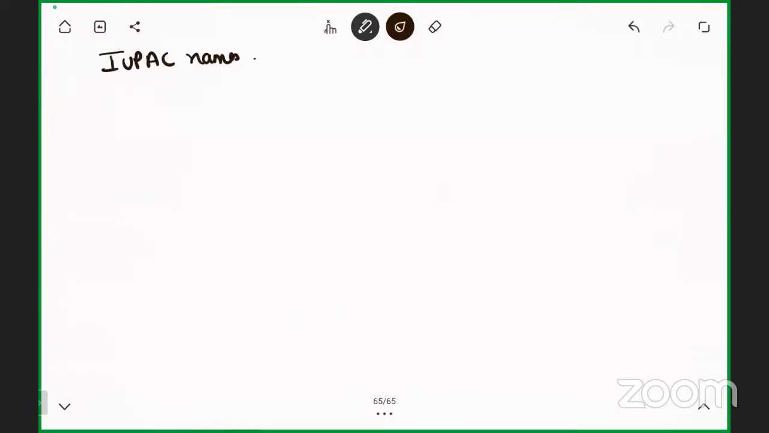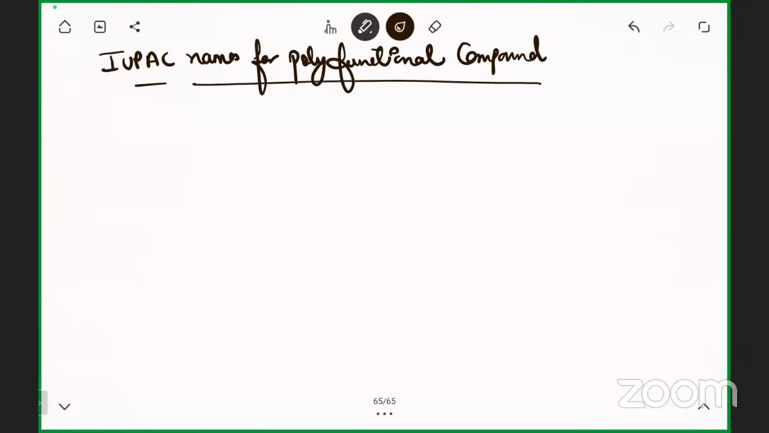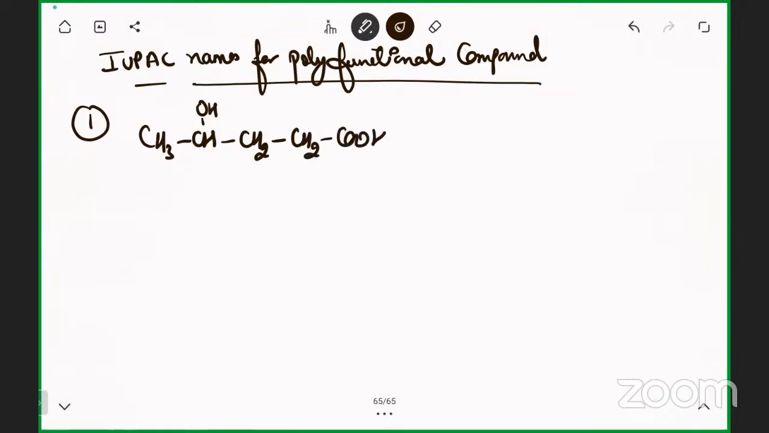IUPAC names for polyfunctional compounds. I'm taking the first example, and then you have to give. First I'll do one, then I'll give you 5 to 6 to do, and then we'll discuss them. So the first one is CH3 CHOH CH2 CH2 COOH. This is the first example.